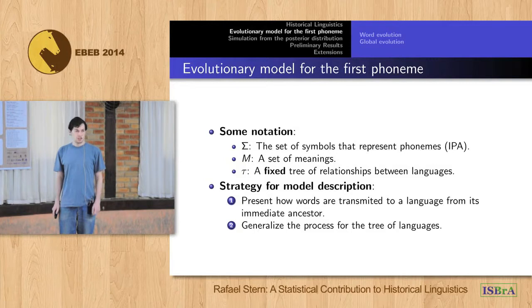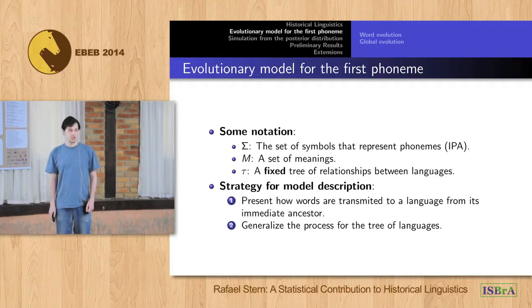So in order to present the evolutionary model, I'll first have to provide some notation. Sigma stands for the set of all IPA symbols, and that's just an alphabet for phonemes. M is a set of meanings, and tau is a fixed tree of language relationships. So the relationships we can express using a tree.